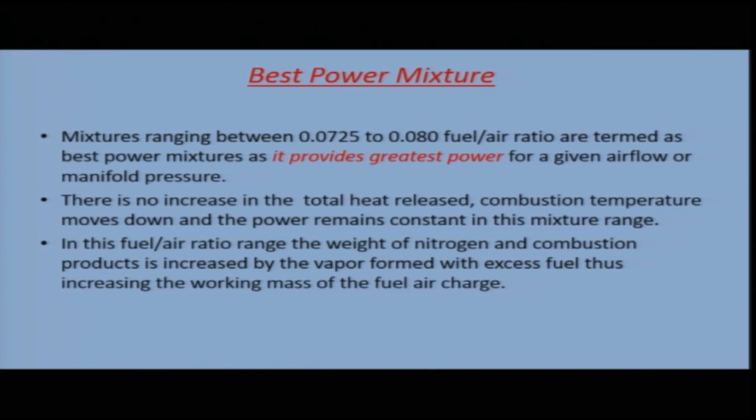There is no increase in the total heat released, combustion temperature moves down and the power remains constant in this mixture range. In this fuel air ratio range, the weight of nitrogen and combustion products is increased by the vapor formed with excess fuel, thus increasing the working mass of the fuel air charge. Now, because of the excess fuel, the weight of nitrogen and combustion products is increased, and finally your fuel air charge working mass is increased.